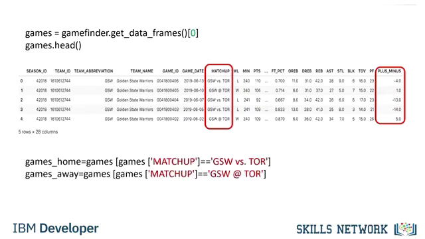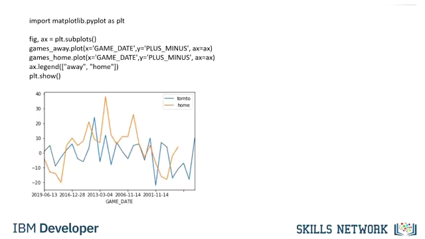We can create two data frames, one for the games where the Warriors face the Raptors at home, and the second for away games. We can plot out the plus-minus column for both data frames. We see the Warriors played better at home.